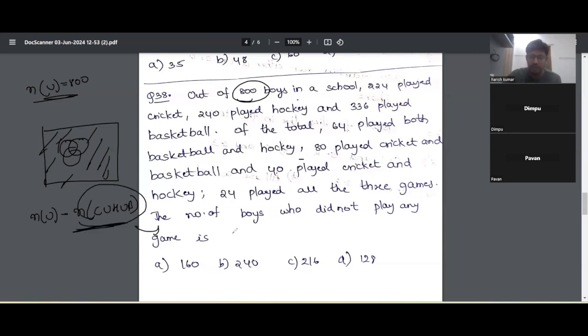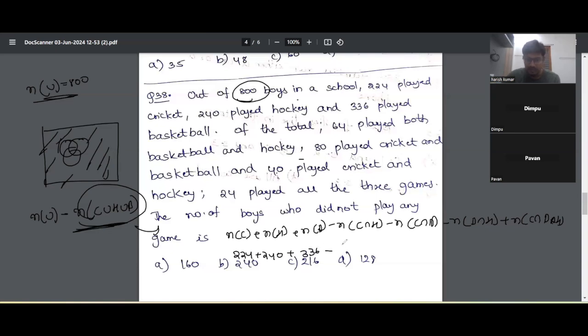I know the formula, right? It is n of c plus n of h plus n of b minus n of c intersection h minus n of c intersection b minus n of b intersection h plus n of c intersection b intersection h. I'll apply this formula. So 224 plus 240 plus 336 minus 64 minus 80 minus 40 plus 24. Right, so what is this?